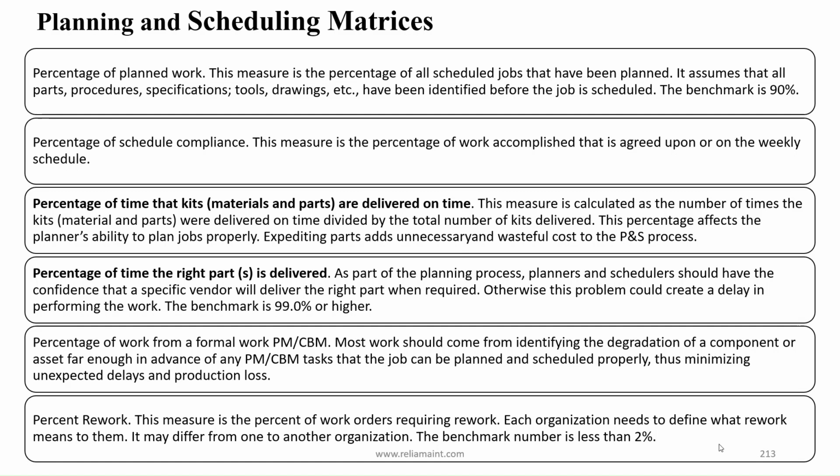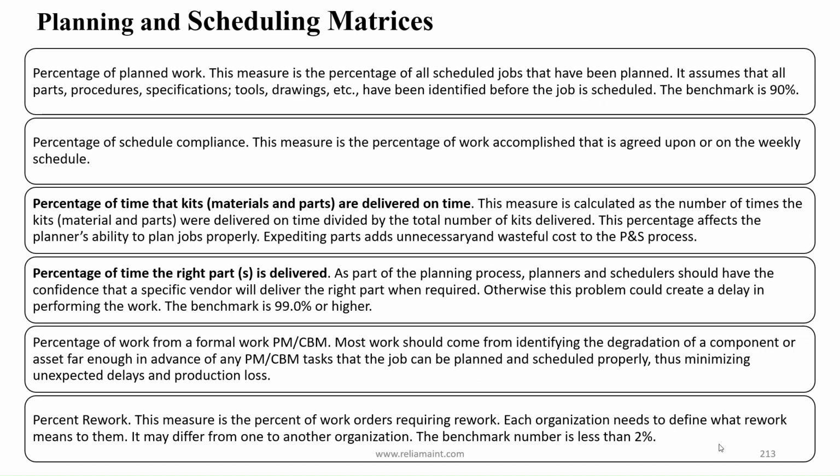Percentage of time the right parts are delivered. As part of the planning process, planners and schedulers should have the confidence that a specific vendor will deliver the right part when required. Otherwise, this problem could create a delay in performing the work. The benchmark is 99% or higher. Percentage of work from a formal PM/CBM.